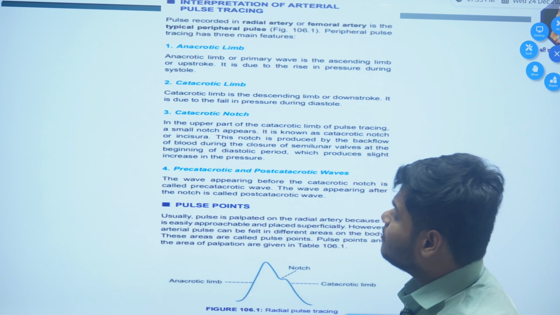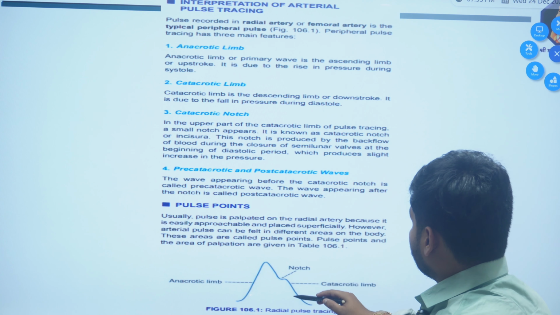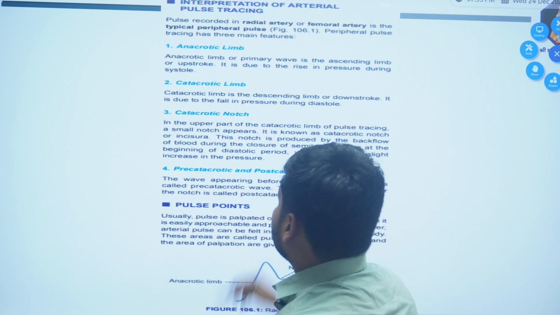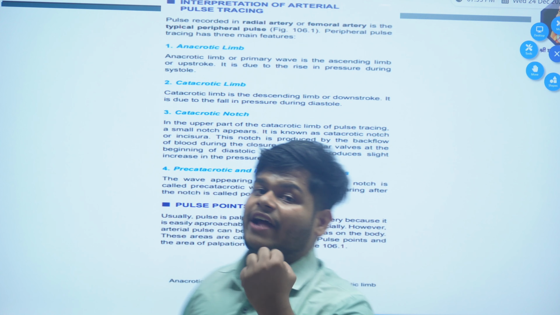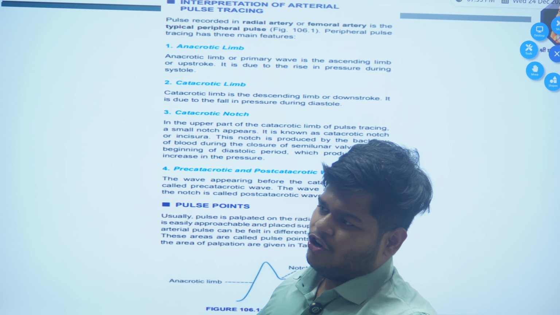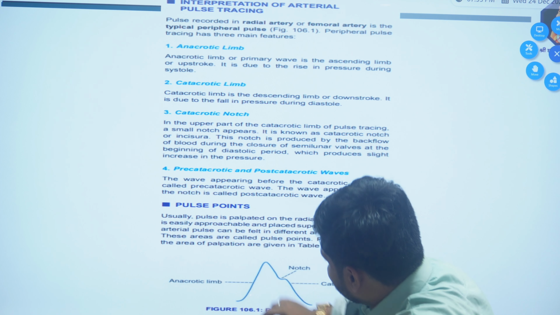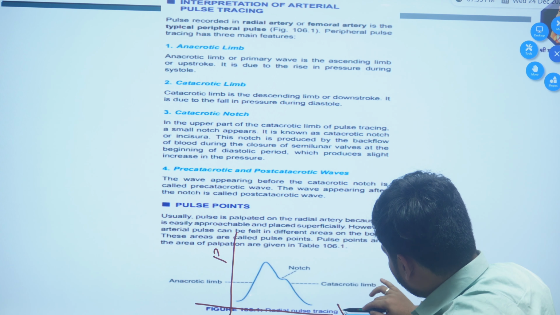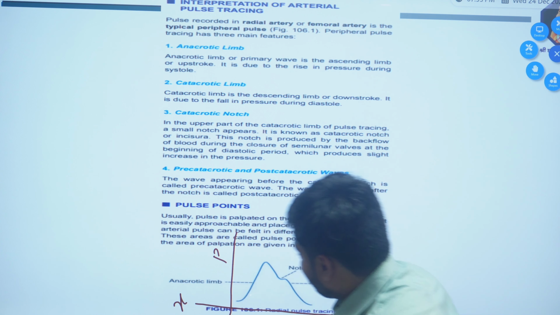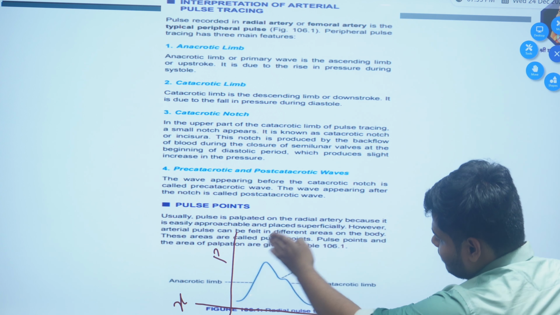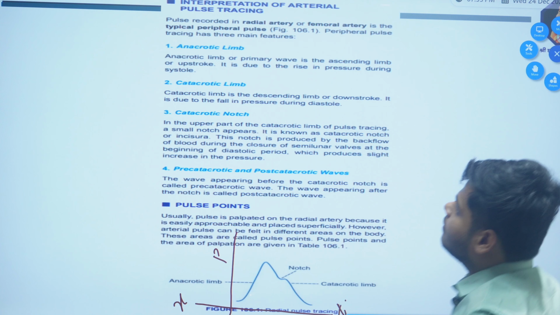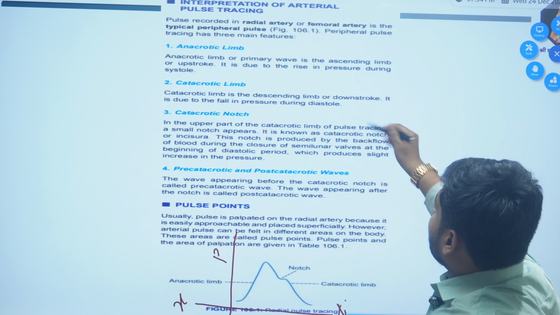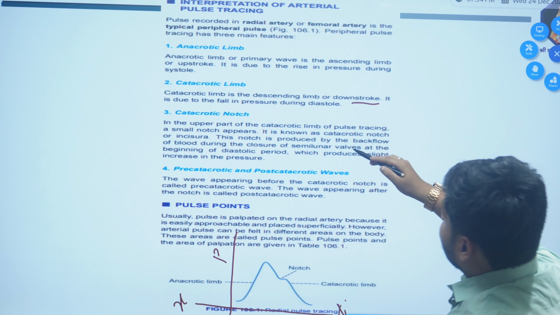Now, what is meant by the anacrotic limb? The anacrotic limb, or primary wave, is an ascending limb or upstroke. It is due to the rise in pressure during systole when the heart contracts. It is easily said: volume is less, pressure increases. Here we can say it is pressure on the y-axis, and this is time, we can assume, on the x-axis, right? As time passes, the changes in the waves are represented in a graphical format, right? Now what is meant by the catacrotic limb? The catacrotic limb is a descending limb or downstroke. It is due to the fall in pressure during diastole.